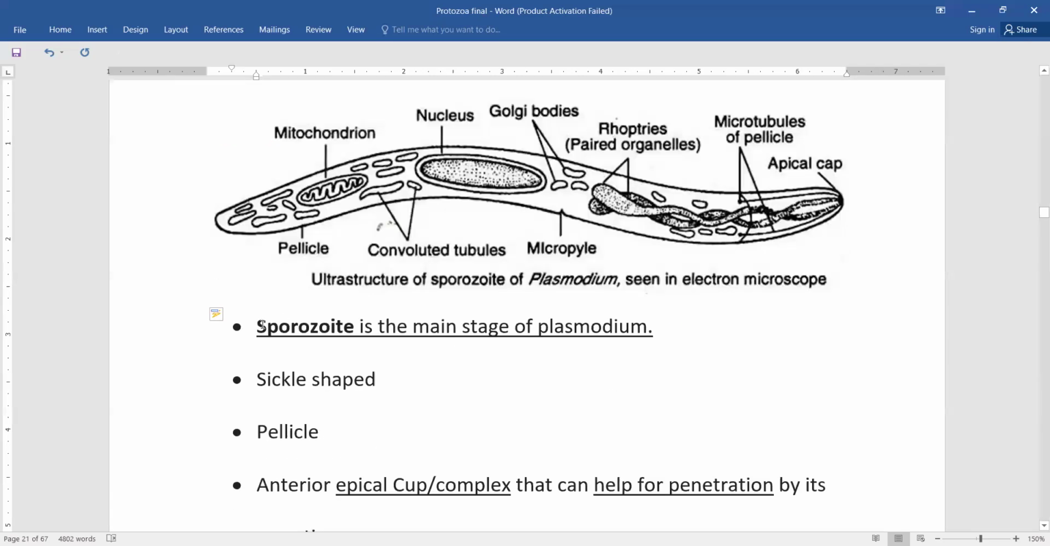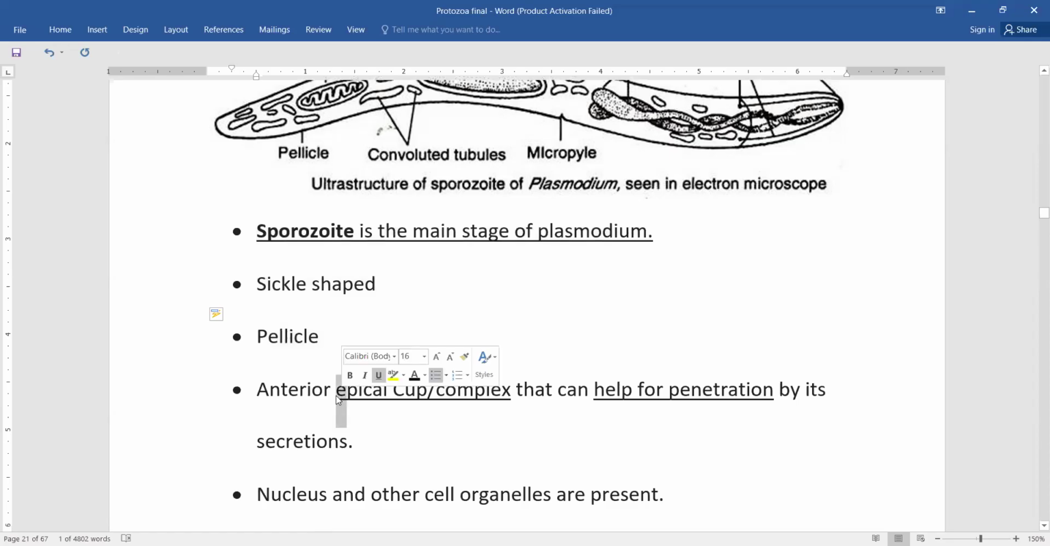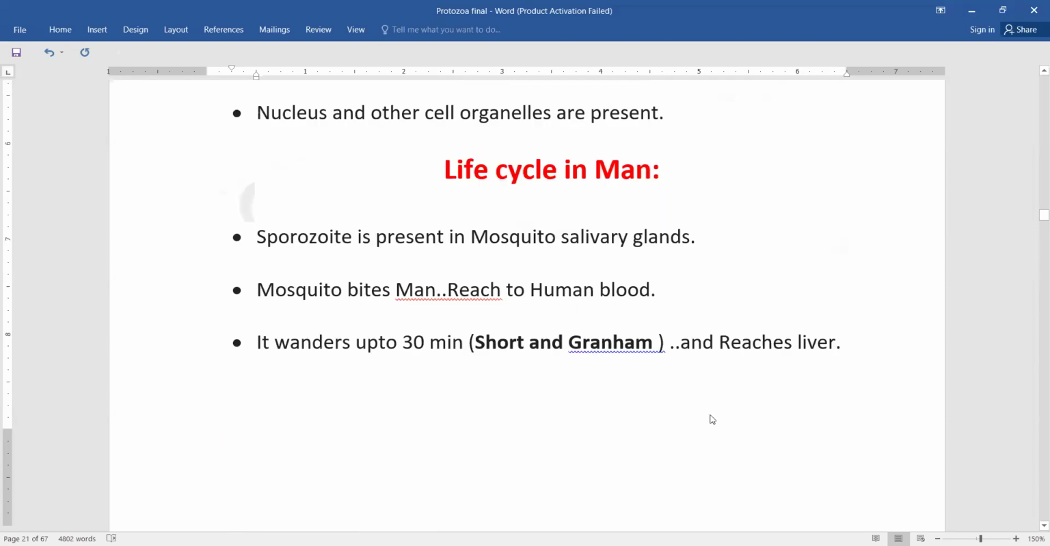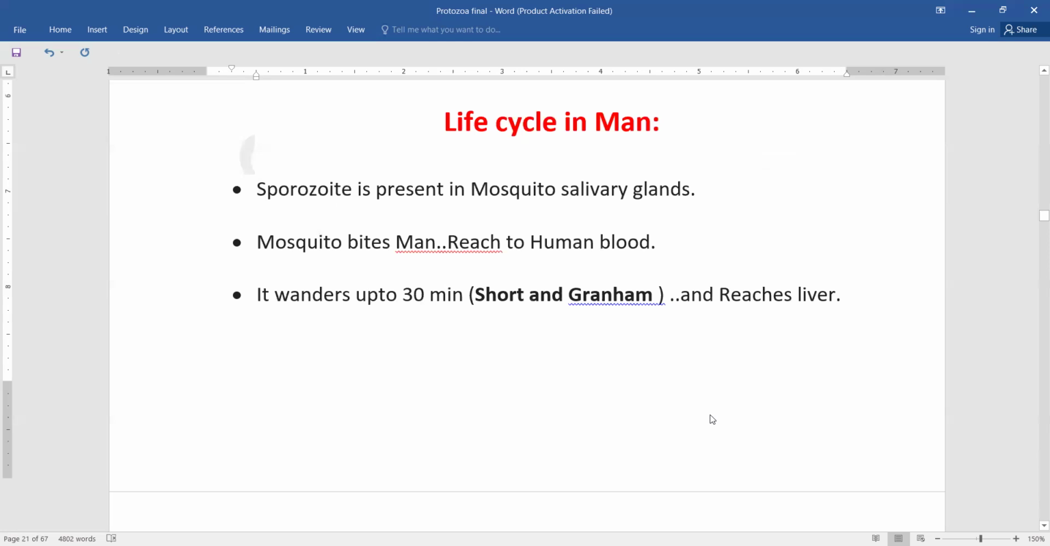So sporozoite is the main stage of Plasmodium. It has a sickle-shaped structure. It is covered by pellicle. In the anterior region, there is an apical cup or apical complex that helps in penetration with its secretion into the human cells. And nucleus and other cell organelles are present. So that is the structure. Now, the life cycle of Plasmodium can be divided into two phases: life cycle in human being and life cycle in the female mosquito.